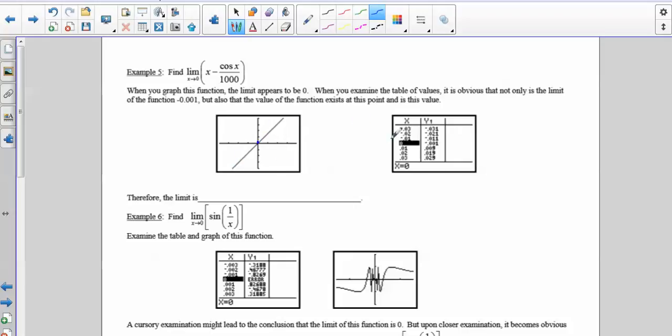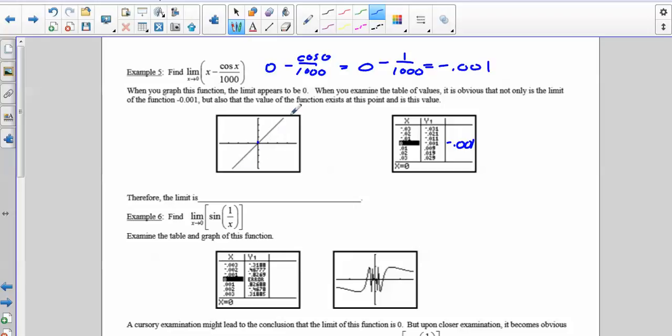But if you examine the table of values, you can see that that graph tricked us, and the limit is actually exactly negative 0.001. Now we could have found that limit by plugging 0 into our function. We would have 0 minus cosine 0 over 1,000. And remember that cosine of 0 is 1, so that would be 0 minus 1/1000th, which gives us negative 0.001. So you have to be careful looking at a graph.